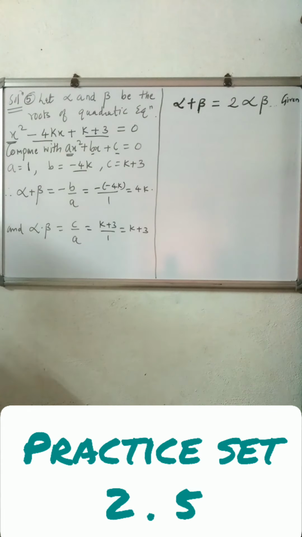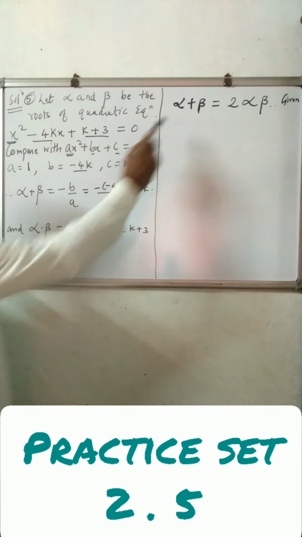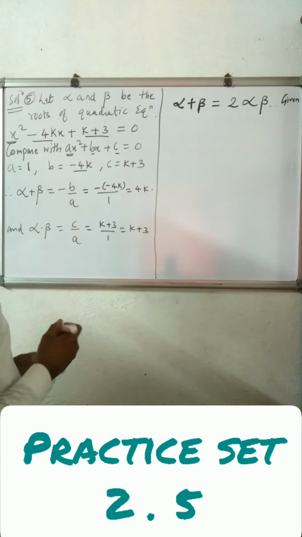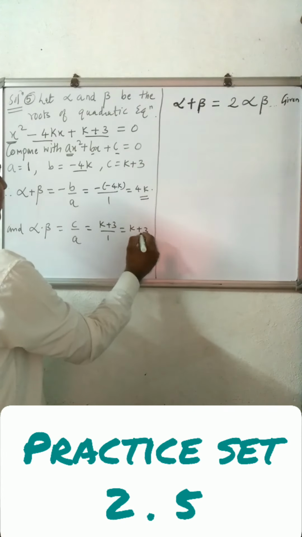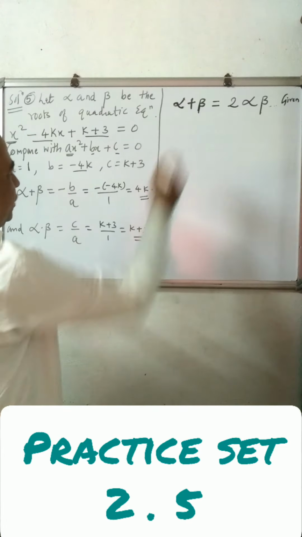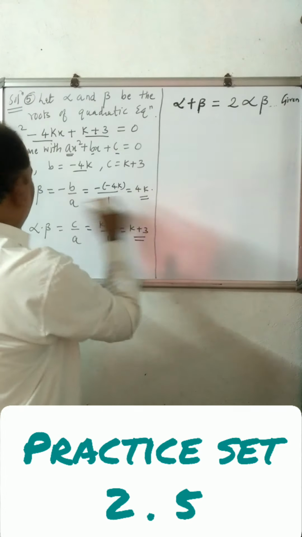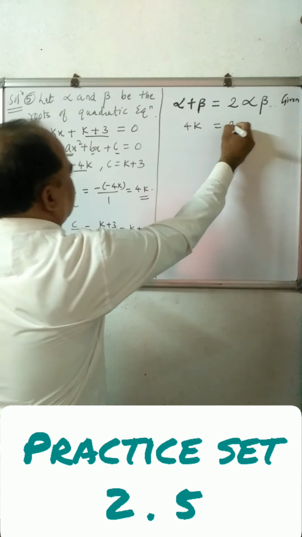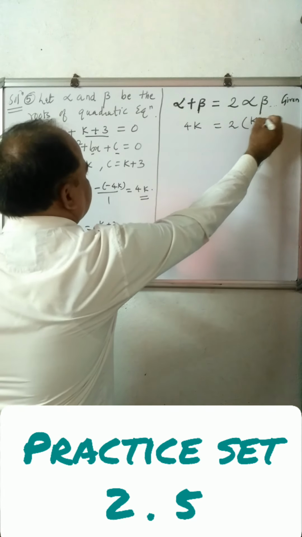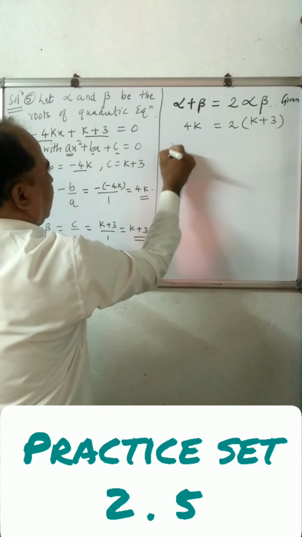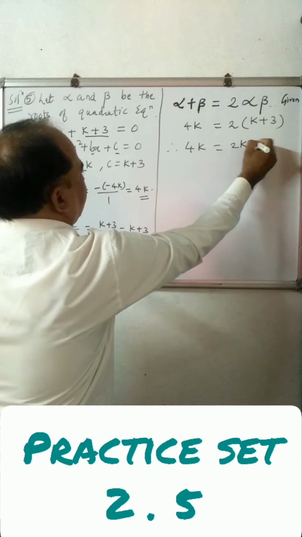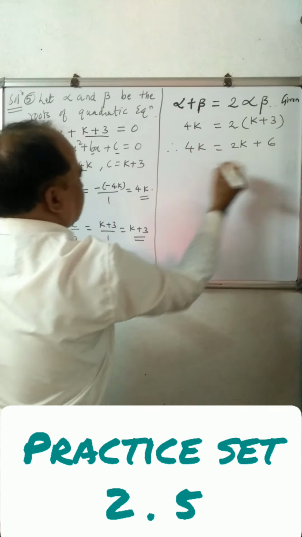Now it is given that the sum of the roots, alpha plus beta, is 2 times the product of the roots, alpha into beta. So we put the values of alpha plus beta and alpha into beta in this given statement. So alpha plus beta is 4k is equal to 2 times alpha into beta, which is k plus 3. Therefore 4k is equal to 2 into k is 2k plus 2 3s are 6.